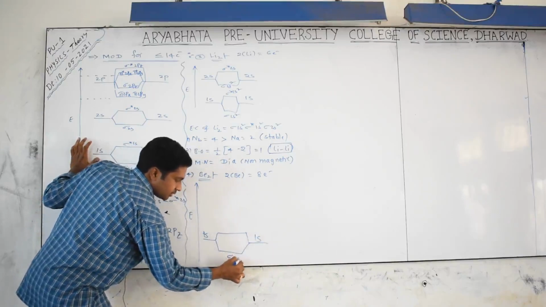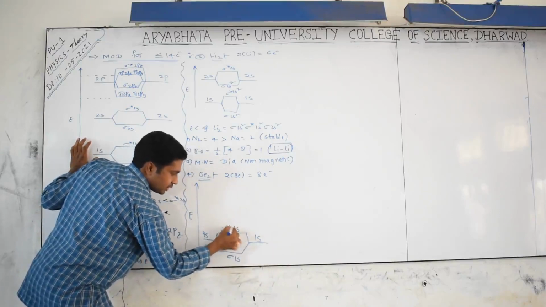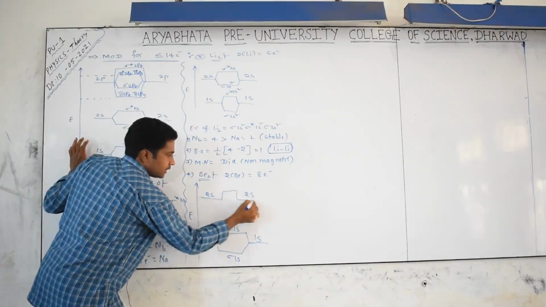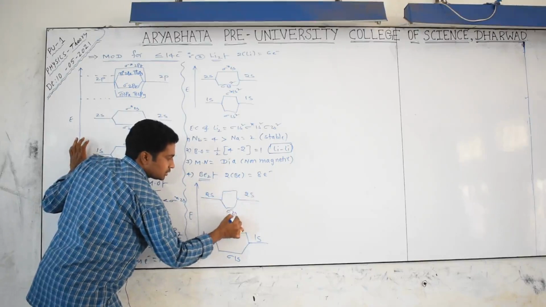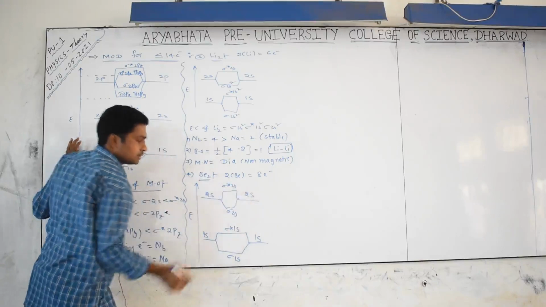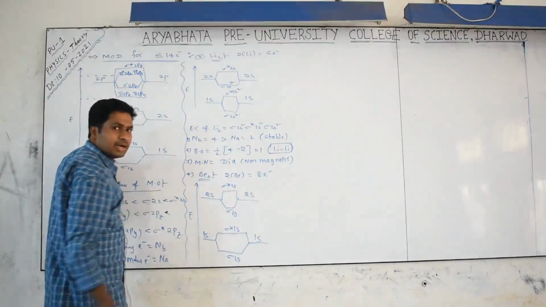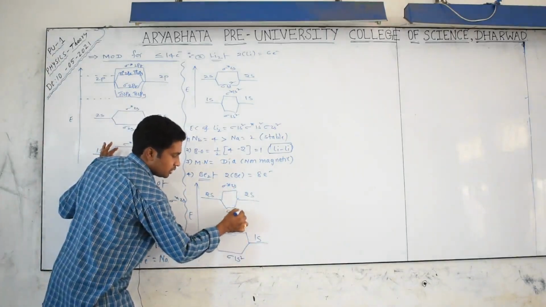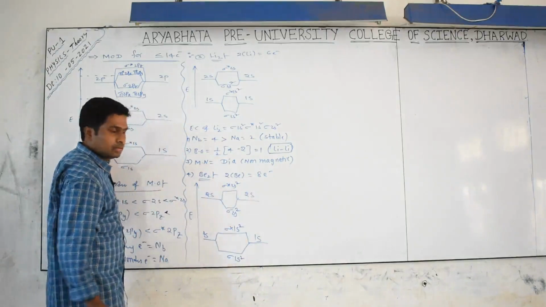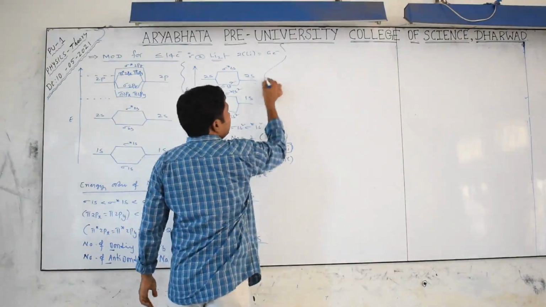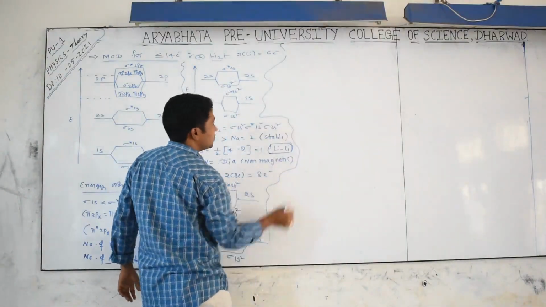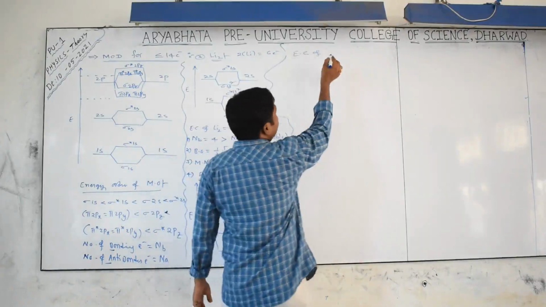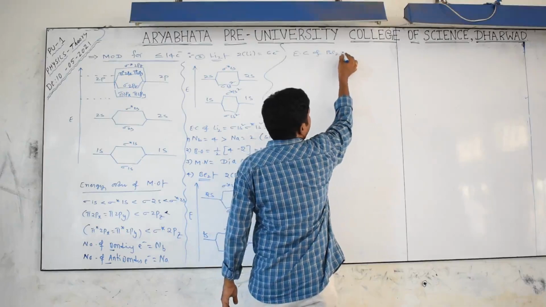Then we are getting sigma 1s and sigma star 1s. 2s and 2s, we are getting sigma 2s and sigma star 2s. How many electrons are in your hand? 8 electrons were there: 2 electrons, 2 electrons, 2 electrons, 2 electrons. Okay, can we write the electronic configuration for this one? Just write down the electronic configuration of the Be2 molecule.